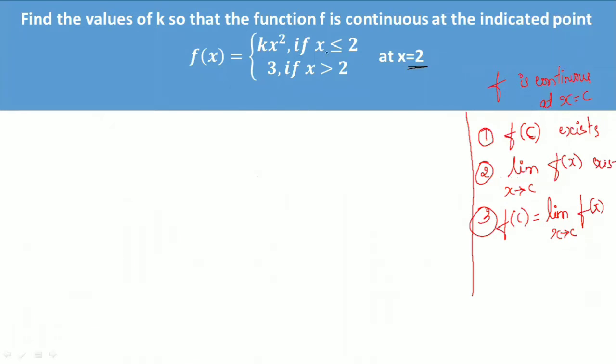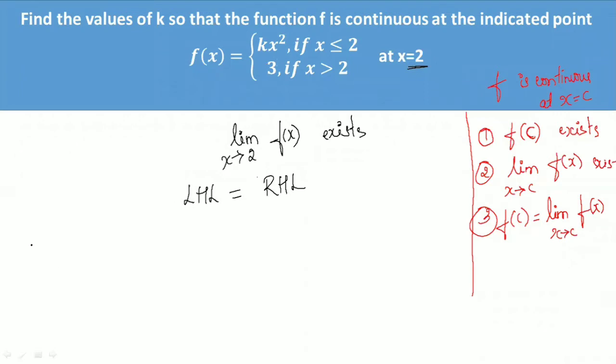Okay, so you can see the function is defined as kx square if x is less than 2, and if x is greater than 2, then it is defined as 3. So you can see there is a variation. We already know the function is continuous at x is equal to 2, which means the limit exists. Okay, the limit of f of x as x tends to 2 exists. What does this mean? Limit exists means LHL should be equal to RHL. So if we equate LHL and RHL, we might get the value of k.